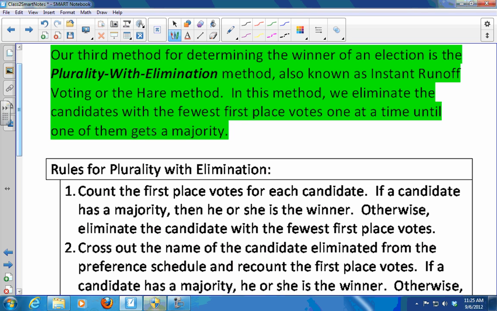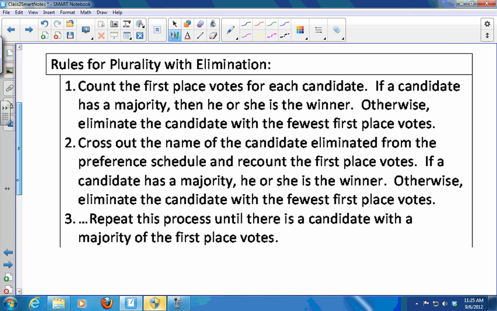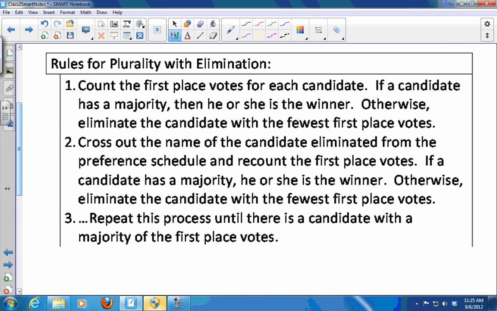So in this method, you eliminate the candidate that has the fewest first place votes until someone has a majority of the votes. So you just keep eliminating candidates, redistributing their votes, and once someone gets a majority, you're done. So these are the rules. Count the first place votes for each candidate. If someone has a majority, then he or she is the winner and you're done.